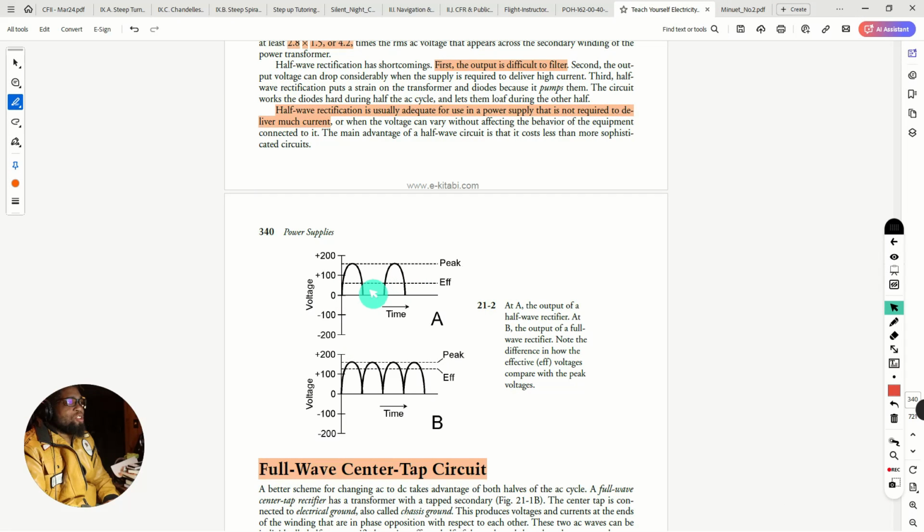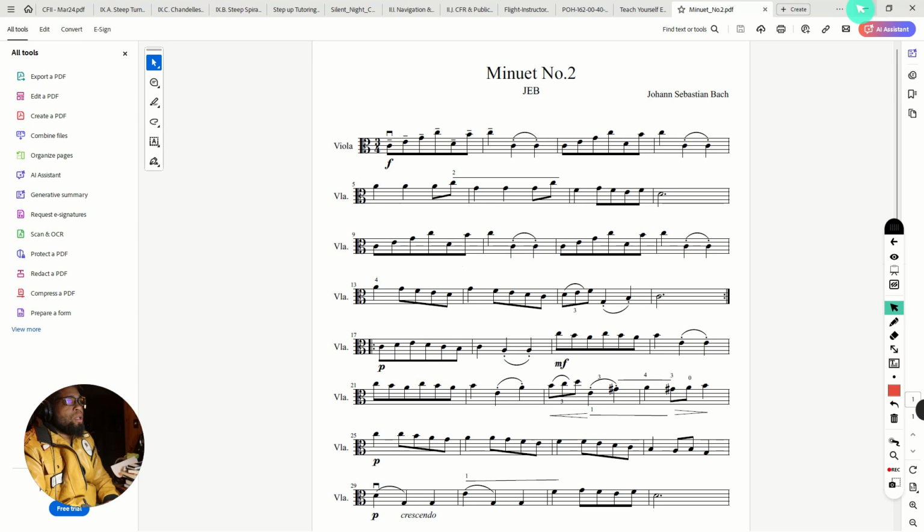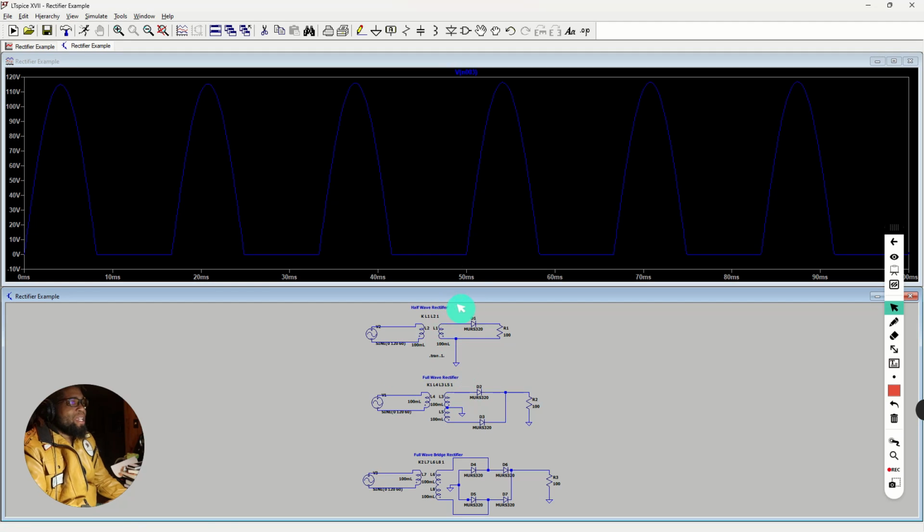As you can see, the representation here where it skips a cycle. It has a positive cycle, and then on what would be the negative cycle, there's nothing there. It skips a cycle, then you have a positive cycle, and then it skips a cycle, and so on and so forth. And that's why it's called a half-wave rectifier, because you only get half of the wave out of it. It nulls out the negative side, and it only takes the positive side. Because of that, you only have half the wave.